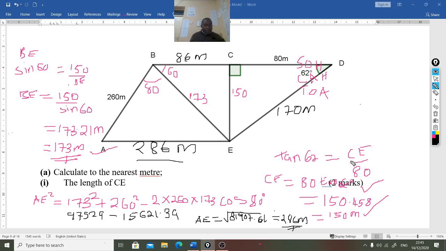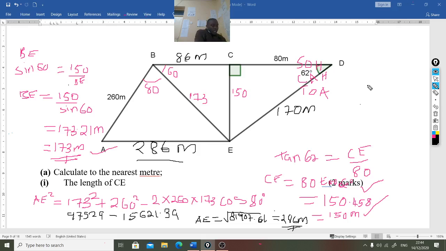So for the perimeter, I will have to add all of them. Let me start with 286 plus 170 plus 80 plus 86 plus 260. I'll find it to be 882 meters. So that is the perimeter. The perimeter is 882 meters.